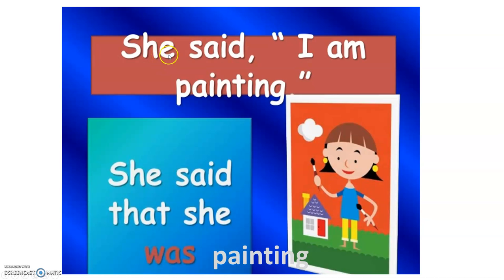Now look at this example. She said, "I am painting." Now this is direct speech because you can see the inverted commas here. Now in reported or indirect speech, how will you write it? She said that she was painting.